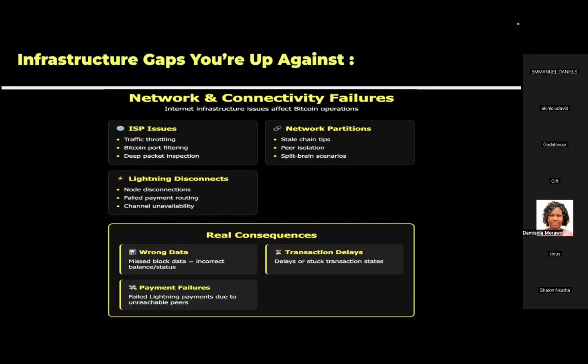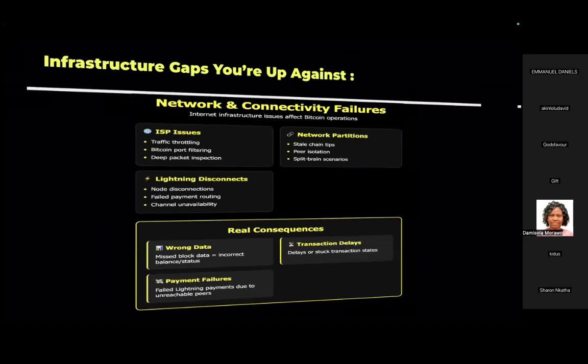They will be added. And then when you want to resync, it's going to take hours. Then payment failure. For Lightning payments, it will just keep failing because it won't reach the peers. And then transaction delays. Your transaction will be stuck. Your user's transaction will be stuck. We are just delaying them. I need to buy food and I have to wait for days.